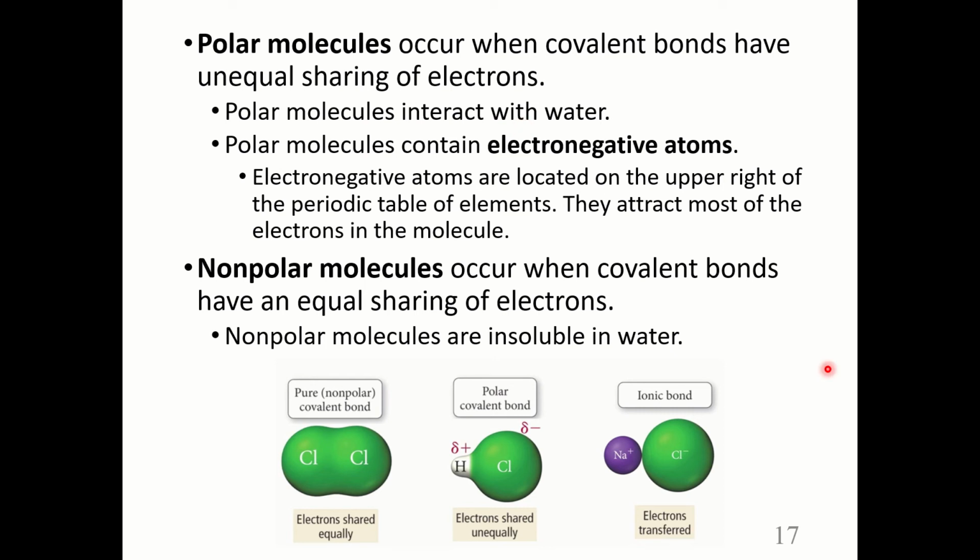Nonpolar molecules occur when covalent bonds have an equal sharing of electrons. Nonpolar molecules are generally insoluble in water. Here we see two chlorides bonded together, and since they have equal sharing of electrons, they are nonpolar. So in this case, the chlorides will not be soluble in water. So these are the three types of bonds we've talked about so far: the nonpolar covalent bond, the polar covalent bond, and the ionic bond.